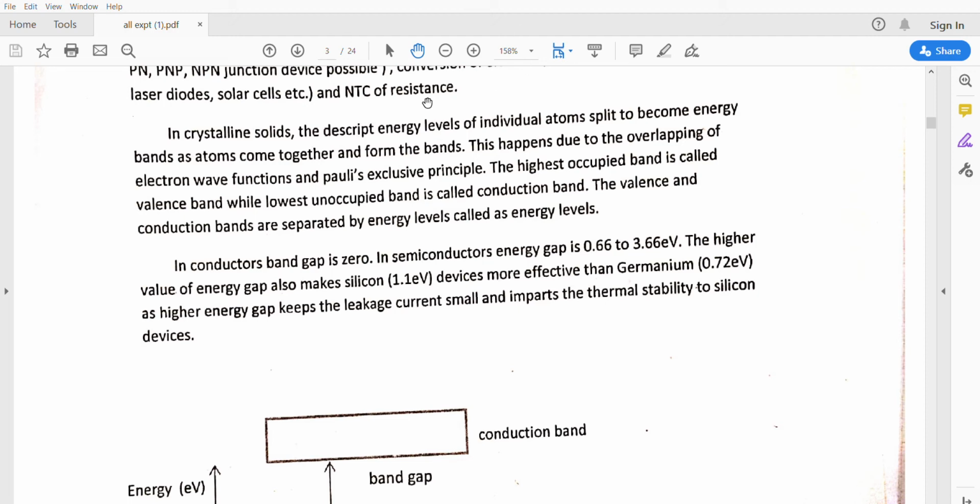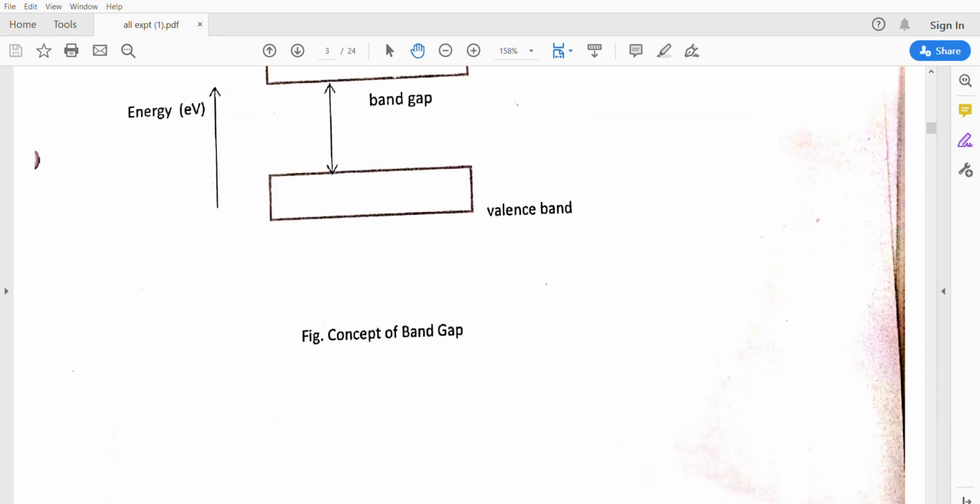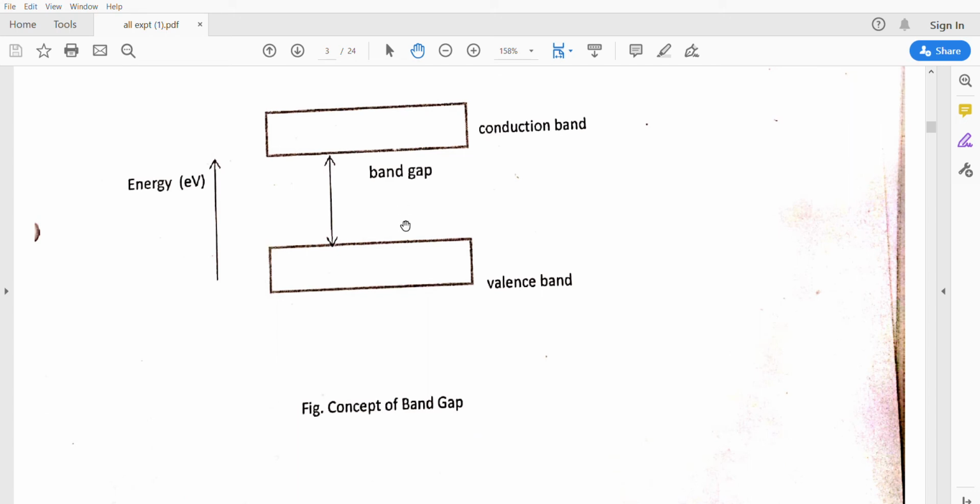The band formed by the free electrons is said to be the conduction band. So the energy difference between these two bands, you can observe here, this is the energy band gap that we are going to calculate. The energy band gap is nothing but the energy difference between the valence band and the conduction band.